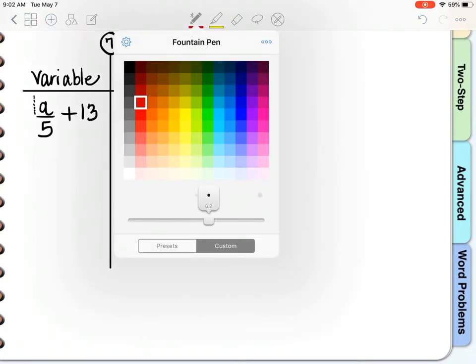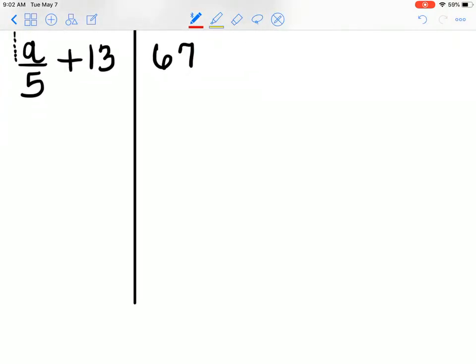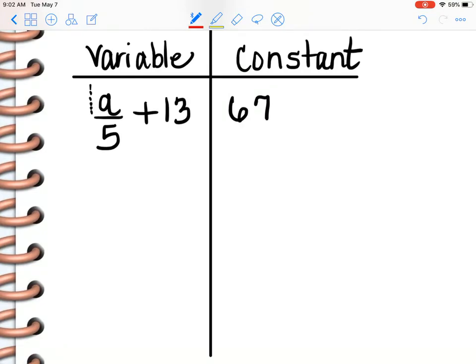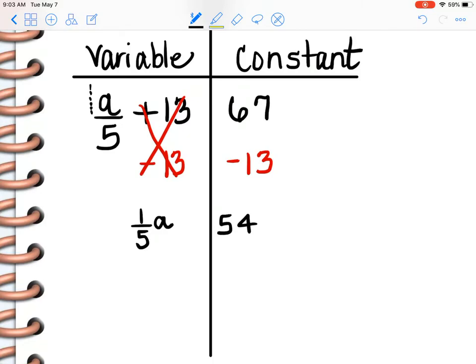But first, I need to move, let me zoom a little bit here. First, I need to move the 13. So I'm going to say minus 13 and minus 13 and cancel. And when I bring this down, I'm going to go ahead and separate out the fraction, the 1/5 a. And I bet you know why I'm doing that. Do your subtraction. And then let's get rid of that fraction.